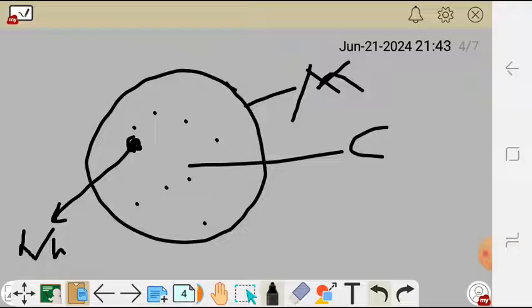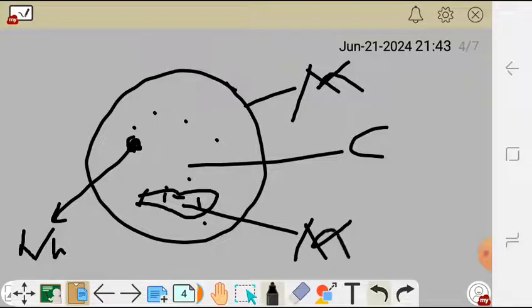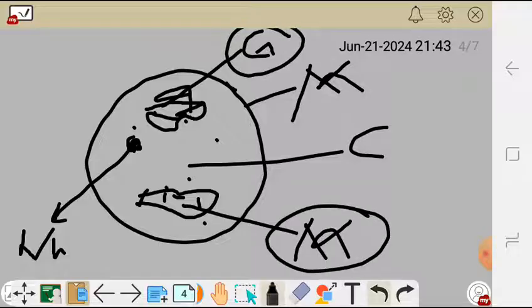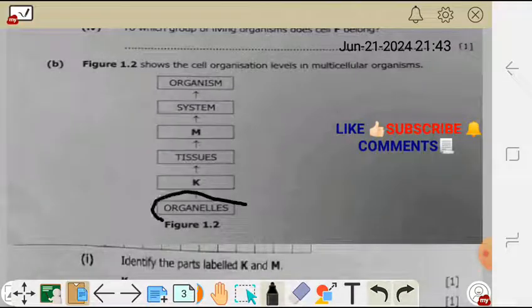Then inside there we are going to have a structure called the mitochondrium. Then we have structures such as the Golgi apparatus inside there. So all these structures I'm mentioning here, they are called the organelles. The Golgi apparatus, the mitochondria, the nucleus, the rough endoplasmic reticulum, the ribosomes, all those structures found in the cell are what we call organelles.